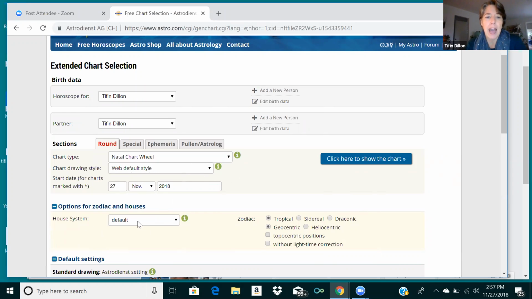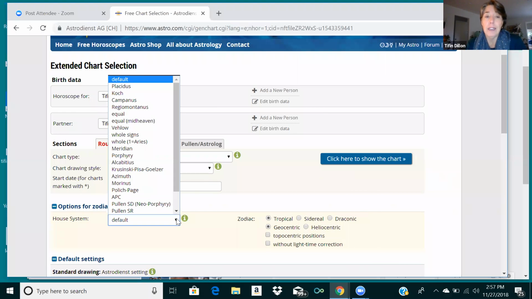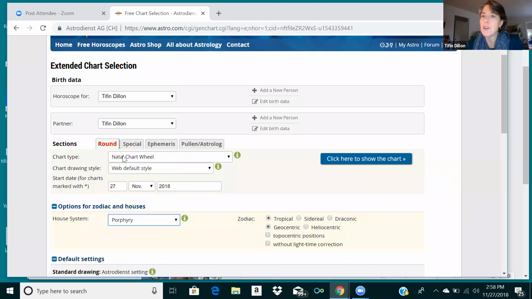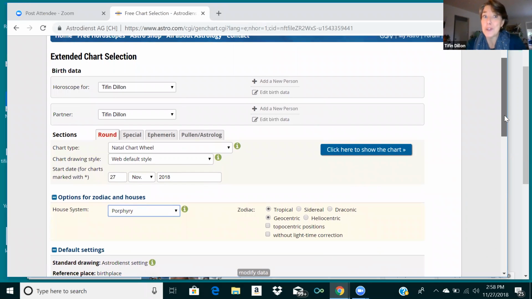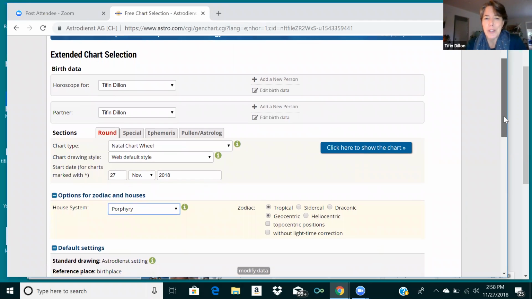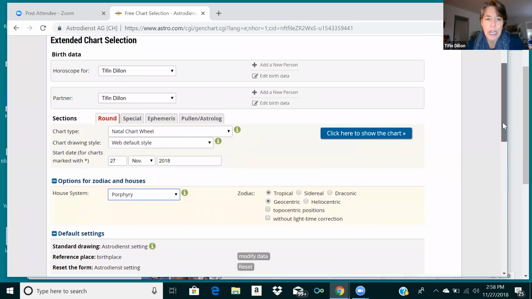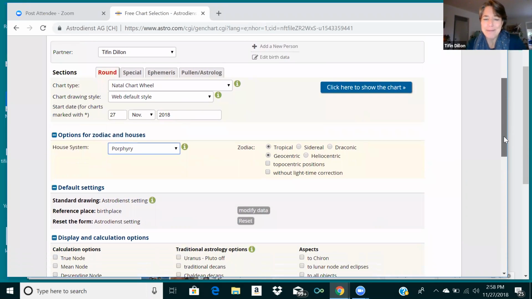We're going to come under here, house system. Now there are a lot of different house systems, each of them calculated slightly differently with different philosophy behind it. I use a house system called Porphyry and invite you to choose that so that as I'm talking about the charts, we have the same system. If you're interested in learning more about the houses and different ways they're delineated, you can go to that Astro Wikipedia or do a search on house systems. But for now, choose Porphyry and we'll be on the same page.